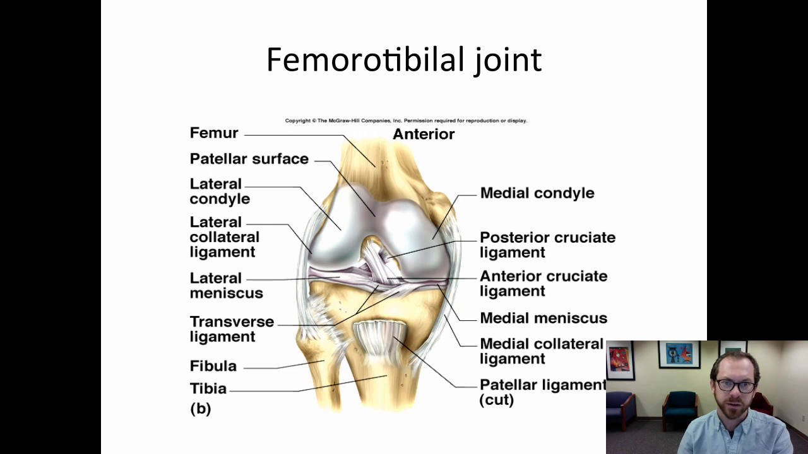And then finally, we have the femorotibial joint. The femoral refers to the femur, and tibial refers to the tibia. And so this is our knee. This is, again, an example of a hinge joint. This view is anterior. This is an anterior view of your knee. And we have a bunch of ligaments here that are fair game for a practical quiz.